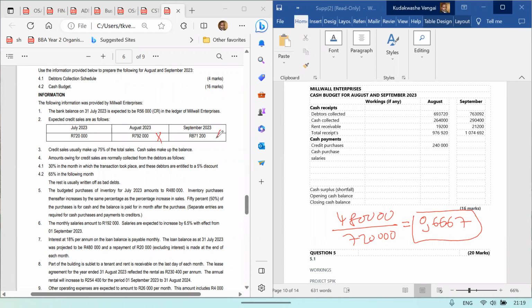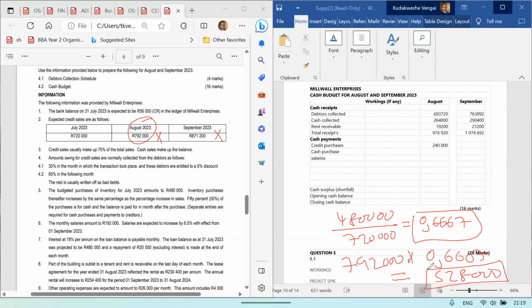If we use this ratio, we can simply multiply it by the August sales and the September sales to know the purchases for those respective months, because purchases are increasing at the same rate as the sales. So for August, we multiply 792,000 by that ratio, and we get our answer of 528,000. These are the purchases for August.